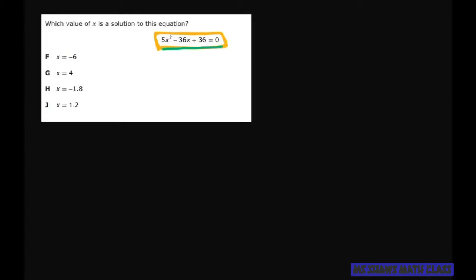I know 5 is a prime number, so if I set this up to factor, I know it has to be 5 and 1. I also know this is a positive, this is a negative. So both of these have to be negative. So when you multiply. Now the issue is going to be our factors of 36.